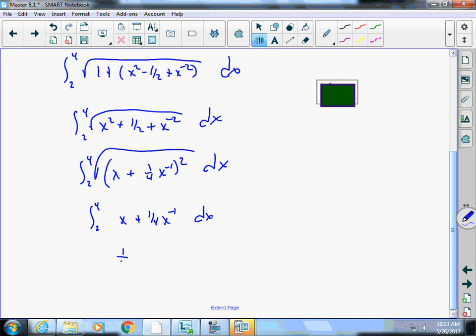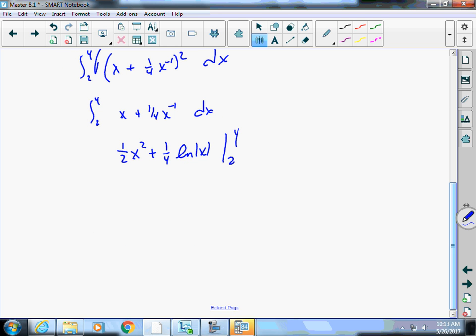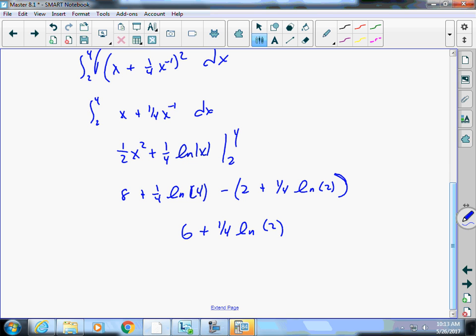I can evaluate this, I can integrate. All right. This is x to the minus 1, so that means I'm taking the natural log of the absolute value of x from 2 to 4. So I'm going to just give you some values here. 8 plus 1/4 ln of the absolute value of 4. I can put parentheses because 4 is positive. Minus 2 plus 1/4 the natural log of 2. And my final answer is 6 plus 1/4 the natural log of 2.